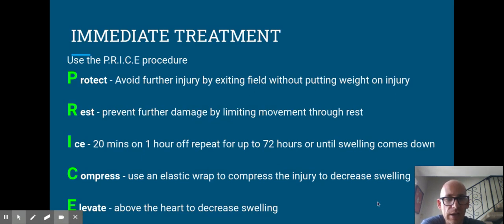We want to ice, and the ice protocol is immediately 20 minutes and then take an hour off, and then 20 minutes on, hour off, 20 minutes on, hour off. And that can be done up to about 3 days, depending on the severity. But certainly through the first 24 hours, you should be icing as much as possible, but with that hour break between ices.